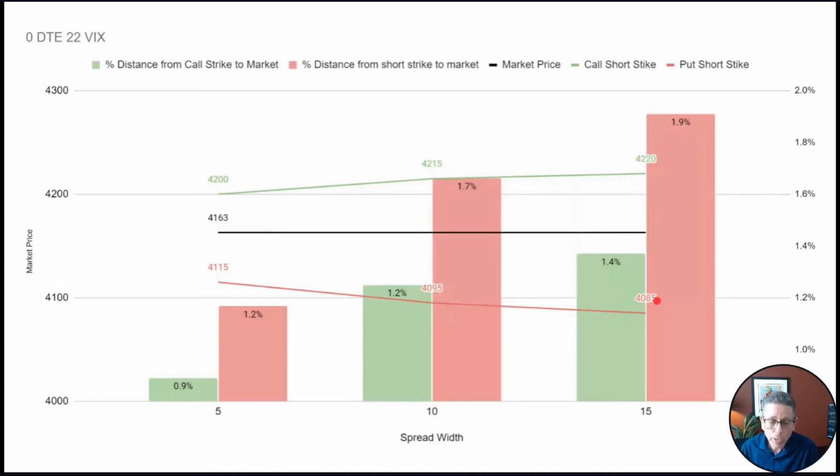All right. And I've experienced this myself. So for that reason, 5 wide is just too small. It's too close to the market. 10 wide is, for me, the sweet spot now on 0 DTE. Okay. So let's go to the next slide here.